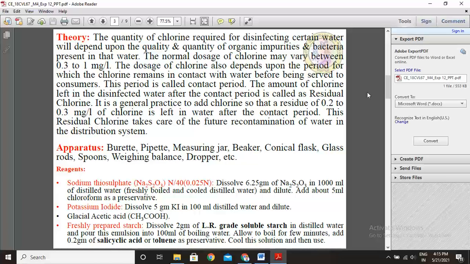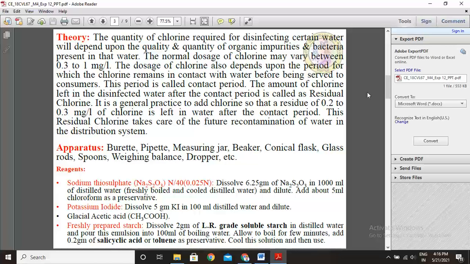Which apparatus are required to execute this experiment? Let us see: burettes, pipettes, measuring jar, beakers, conical flask, glass rods, spoons, weighing balance, dropper, etc. These apparatus are used to execute this experiment. Let us see which reagents are required.